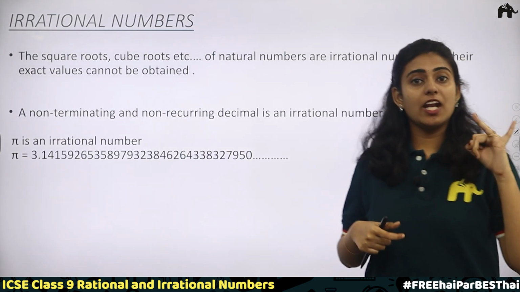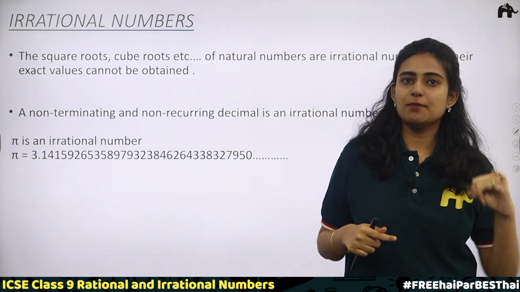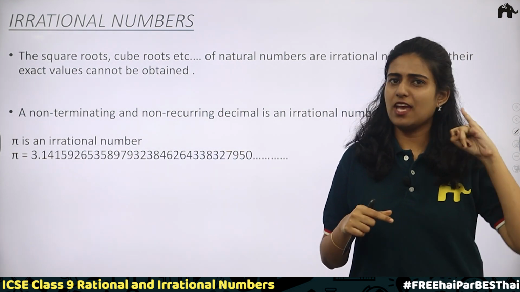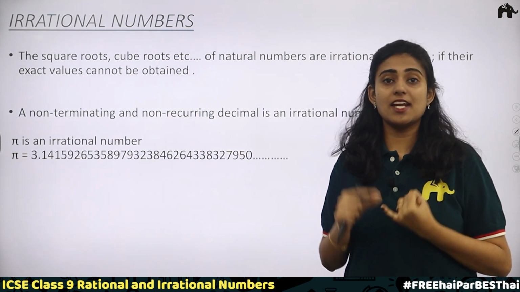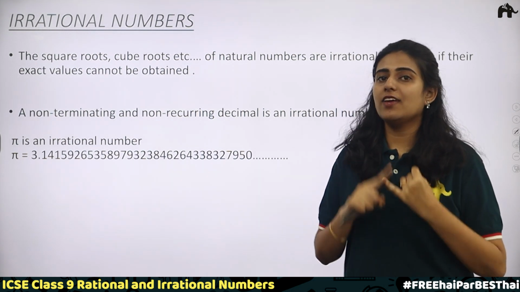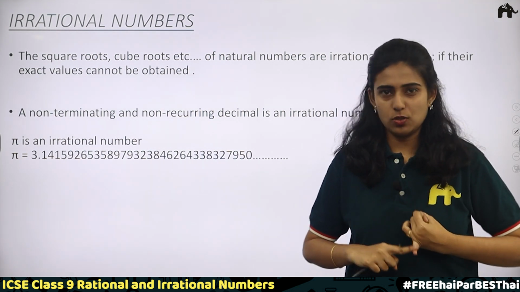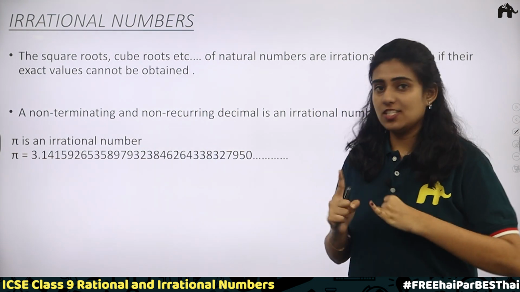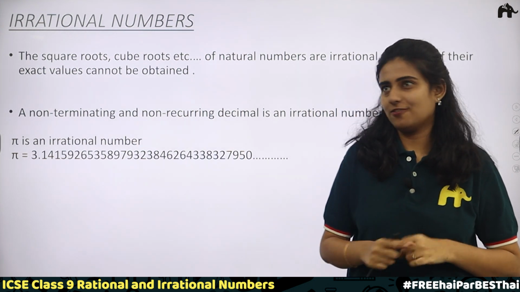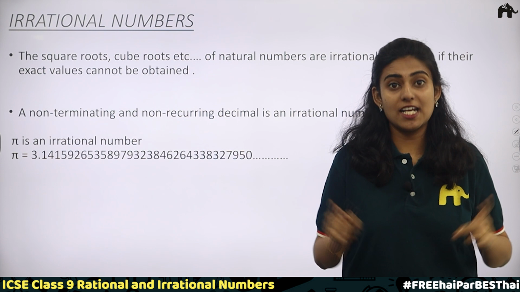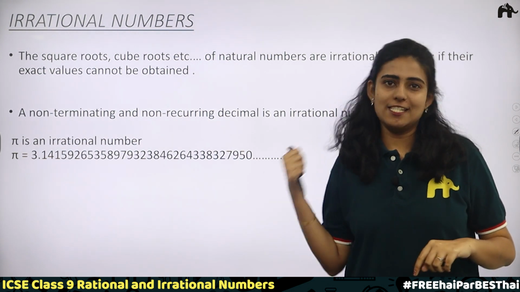We have studied that there are two types of real numbers. One is rational numbers and the second is irrational numbers. We have defined rational numbers. Rational numbers are numbers of the form a by b, where a and b are integers and b not equal to 0. If any of these conditions is not followed, then we call it an irrational number. A number which is not a rational number is an irrational number.